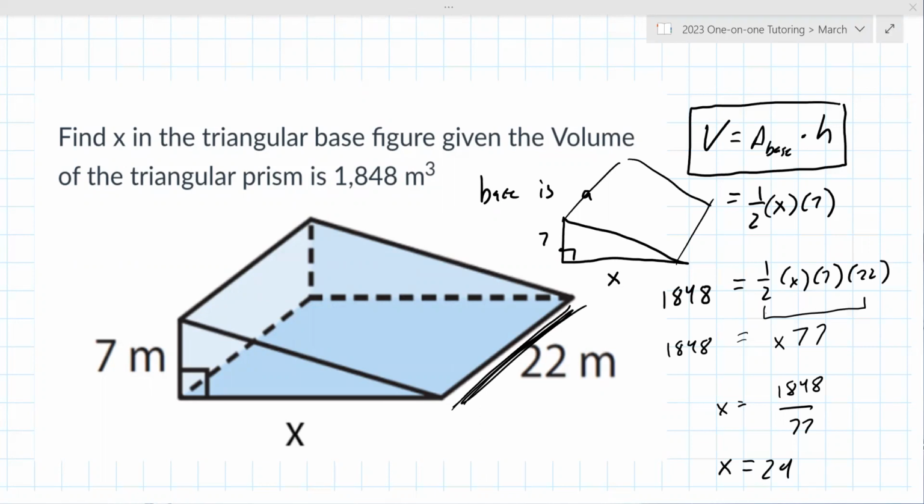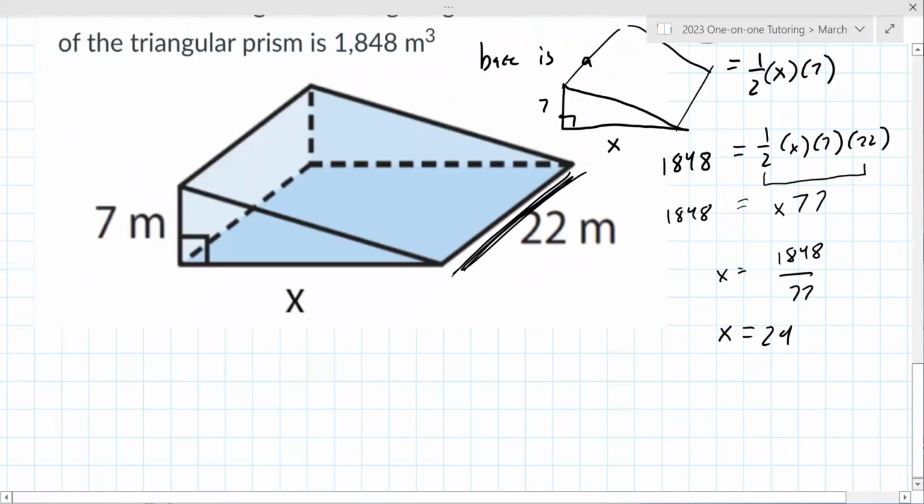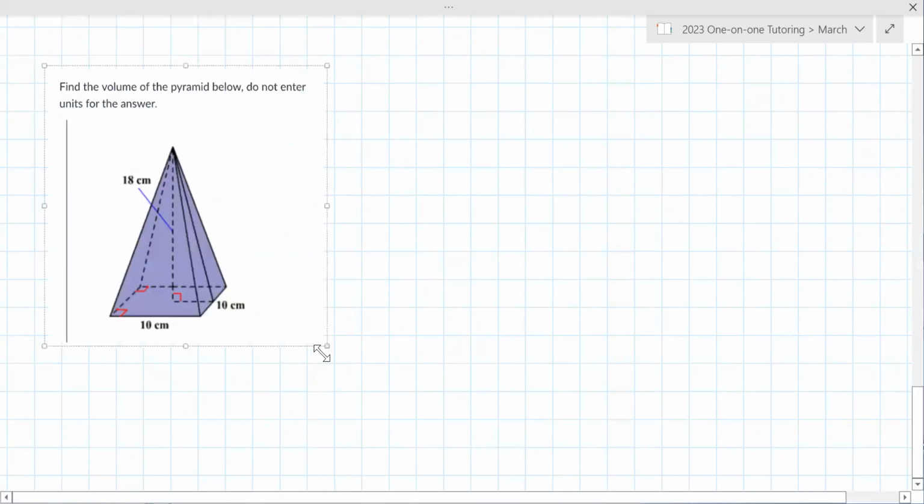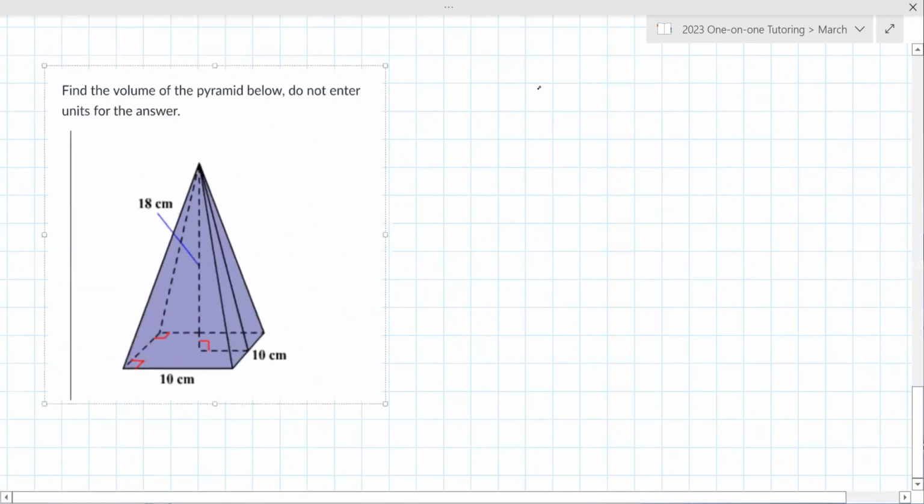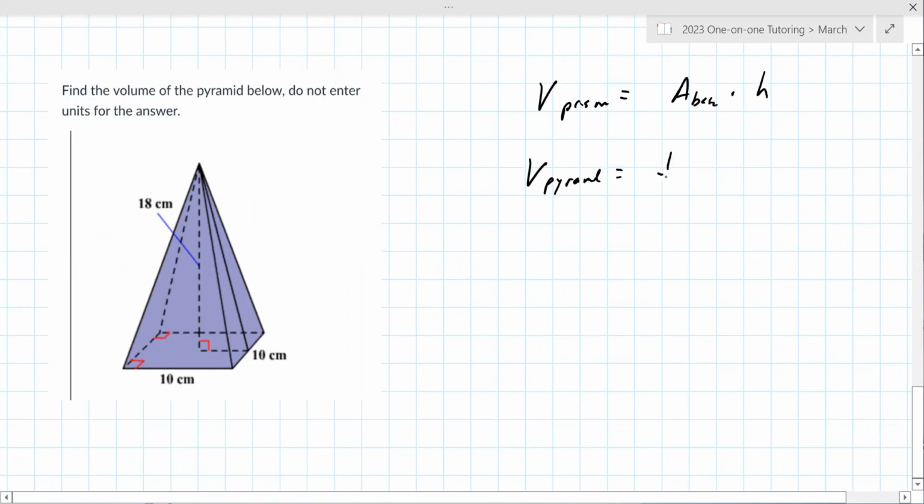All right. Should we do 12? Yes, please. All right. So the volume of a pyramid is related to the volume of a prism. The volume of a prism we've done a couple of times now. It's the area of the base times the height. The volume of a pyramid is 1/3 the area of the base times the height.